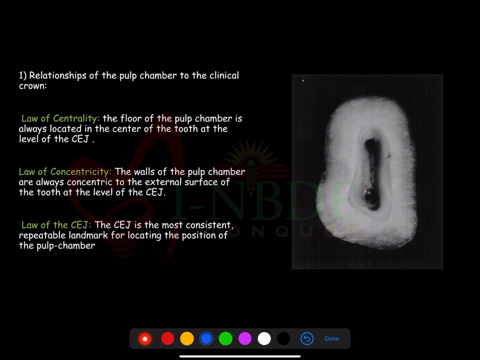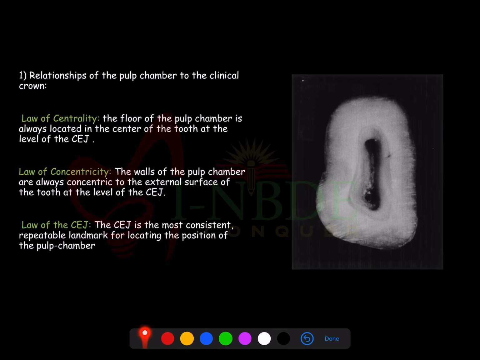So these are a few laws that you have to make a note of. Law of centricity means the floor of the pulp chamber is always located in the center of the tooth at the level of the cemento enamel junction. Law of concentricity says that the walls of the pulp chamber are always concentric to the external surface, the same as the external surface at the level of the cemento enamel junction. Law of CEJ is, of course, a constant and important landmark which helps in the position of the pulp chamber.